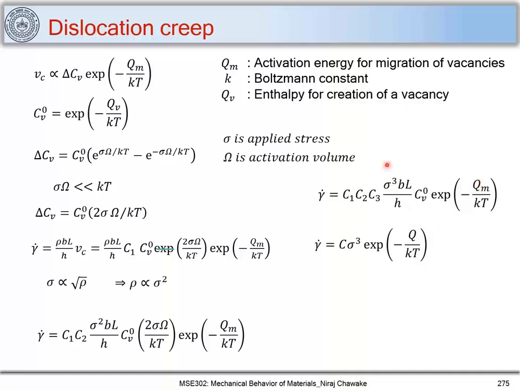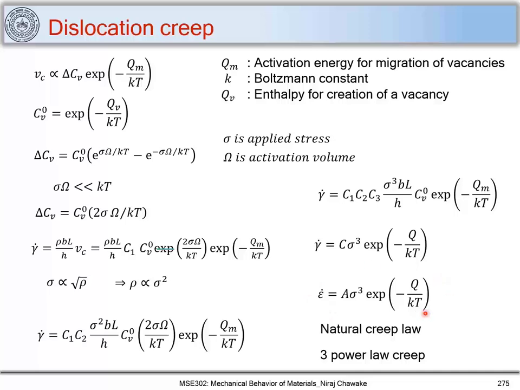So we can write Qm and Qv in terms of Q, which is nothing but the activation energy for creep. And we can reduce these constants and other constants such as V, L and H into one constant C, and we can put this sigma cube here. Now we know that this is a shear strain, and we can convert it into a normal strain in this way by changing some constants from C. Now we change it to A here, and we can get this relation in terms of sigma and activation energy for creep. So we can find a relation of strain rate with respect to applied stress and temperature.